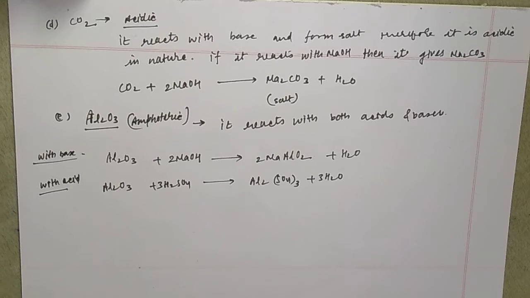So Al2O3 is generally asked in the questions. Okay, that is the nature of Al2O3. So Al2O3 is amphoteric because it reacts with both acids and bases.